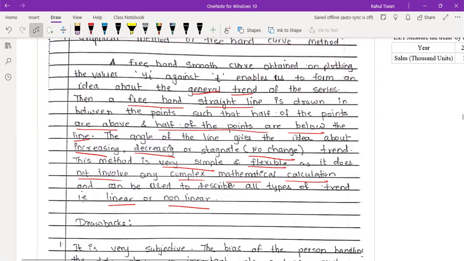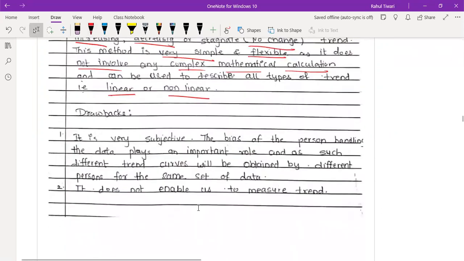Okay, let's see some drawbacks. What are the drawbacks? It is very subjective.